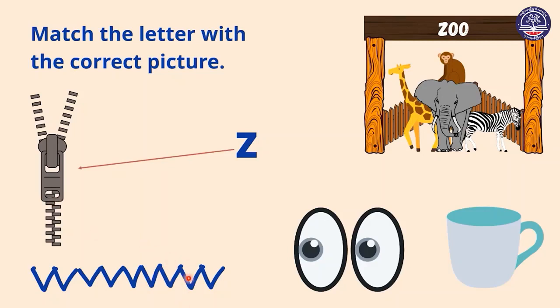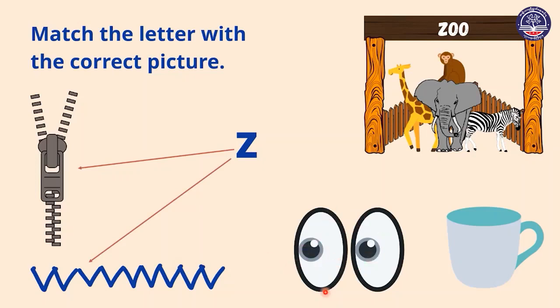Let's move on to the next picture. What is this? This is zigzag, okay? When you draw like this, you call it zigzag. Z, z, zigzag. Let's say it again. Z, z, zigzag. Does zigzag start with letter Z? Yes, zigzag starts with letter Z. So we will have to match letter Z with zigzag like this. Good job, everyone.